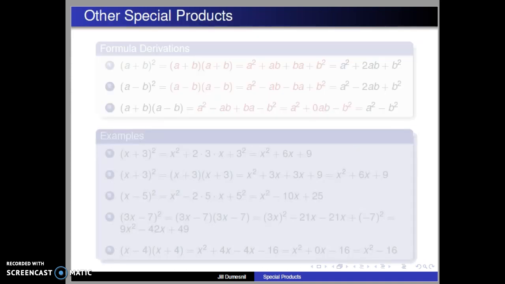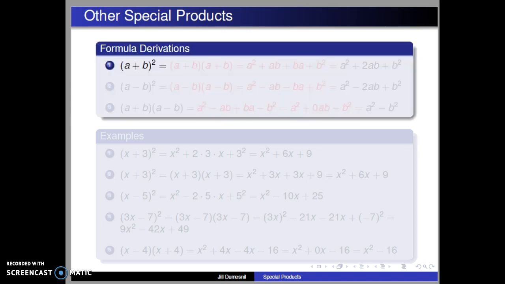Before using the other special product formulas, let's see why they hold. First, consider a plus b squared. The definition of squared is a plus b times a plus b, which we can FOIL to get a squared plus ab plus ba plus b squared. Since ab equals ba, we can collect the like terms in the middle to get a squared plus 2ab plus b squared.